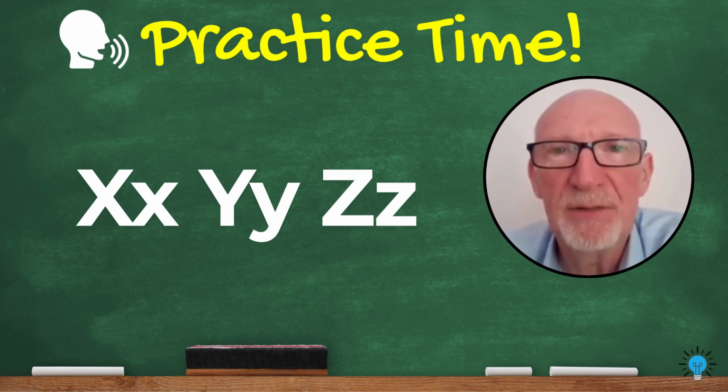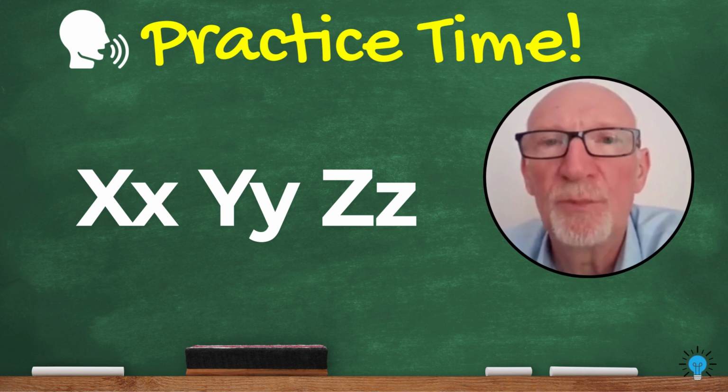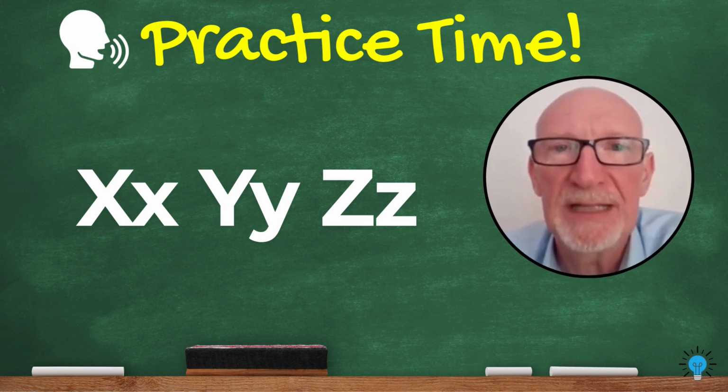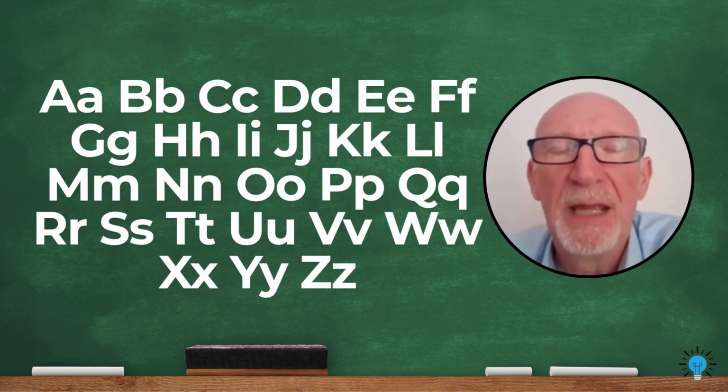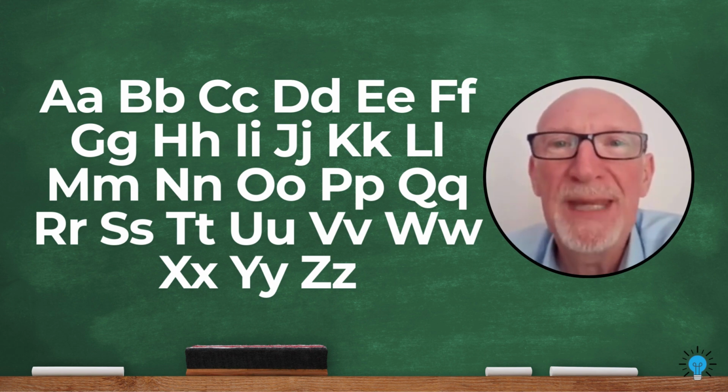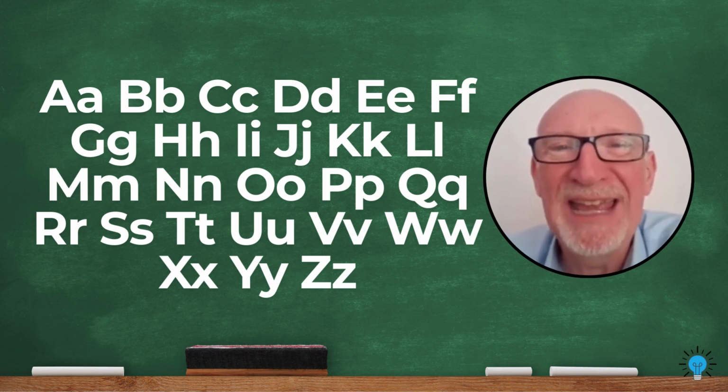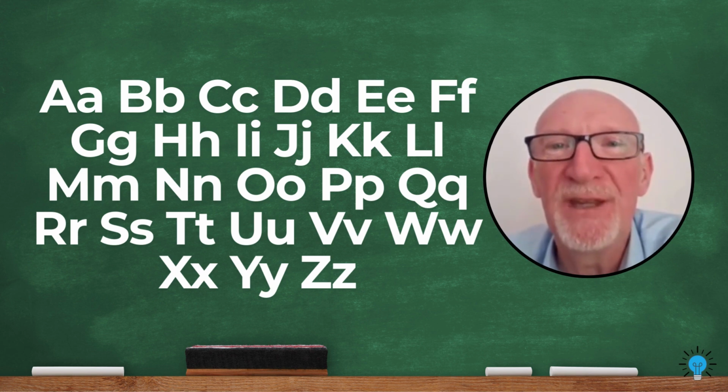Keep practicing those, guys, and when you're confident with them, you should be able to say the alphabet correctly in the right sequence. A, B, C, D, E, F, G, H, I, J, K, L, M, N, O, P, Q, R, S, T, U, V, W, X, Y, Z.